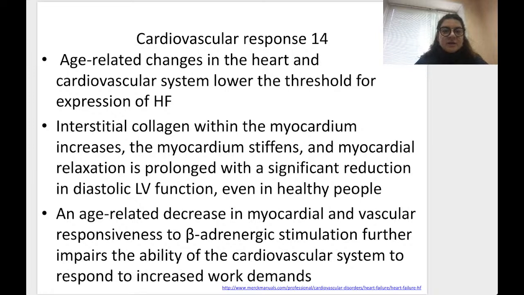Age-related changes in the heart and cardiovascular system lower the threshold for expression of heart failure. Interstitial collagen within the myocardium increases. The myocardium stiffens and myocardial relaxation is prolonged, with significant reduction in diastolic left ventricle function, even in healthy people. An age-related decrease in myocardial and cardiovascular responsiveness to beta adrenergic stimulation further impairs the ability of the cardiovascular system to respond to increased work demands.